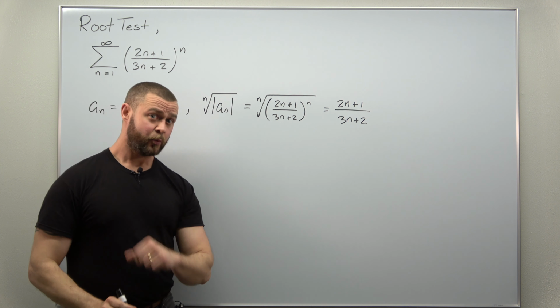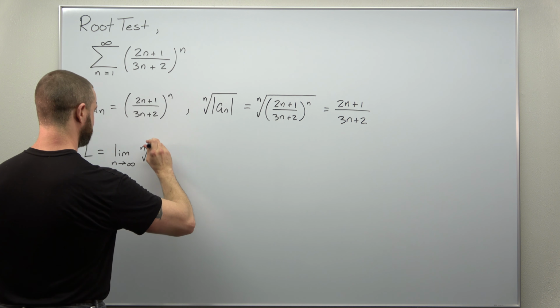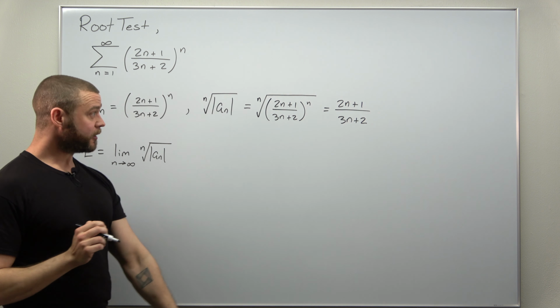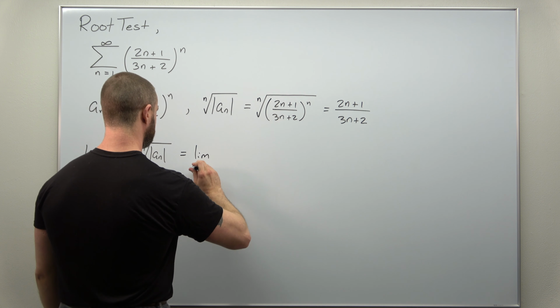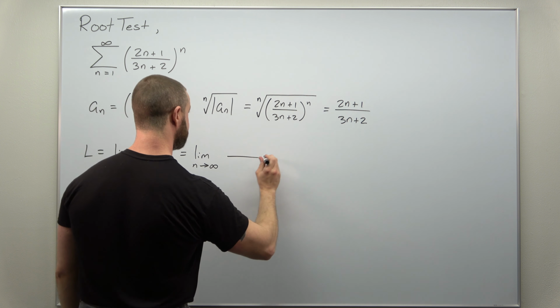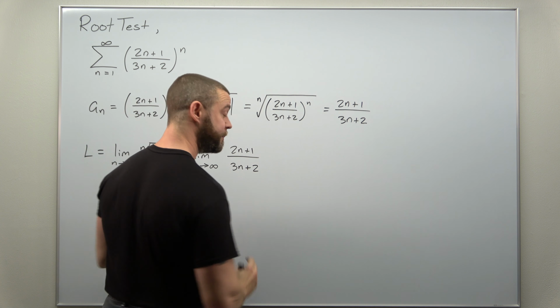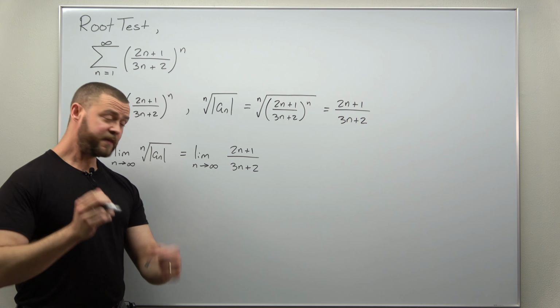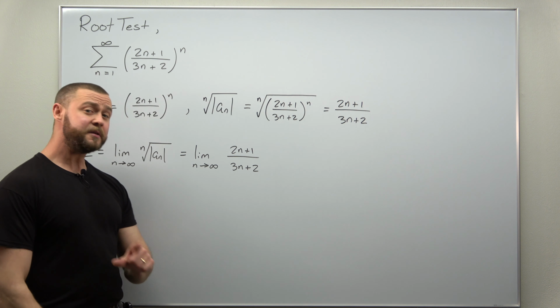For the root test, we're going to calculate the limit of that nth root, which we denote as L. That's the limit as n goes to infinity of the nth root of the absolute value of a sub n. We already simplified that, so we can plug that in and take the limit as n goes to infinity of (2n plus 1) divided by (3n plus 2). And this one, you can easily apply L'Hopital's rule to conclude that that limit is going to be 2/3.